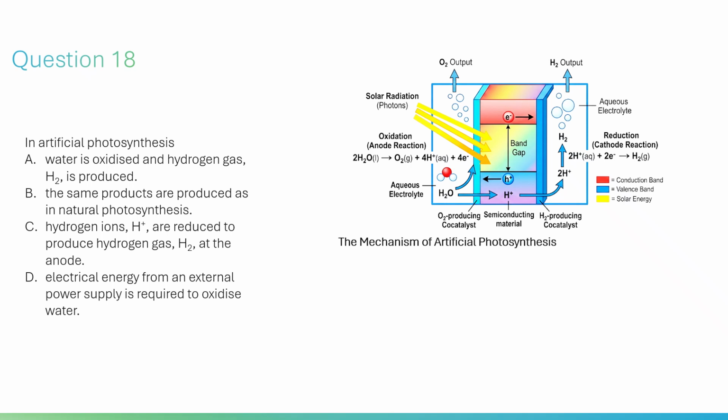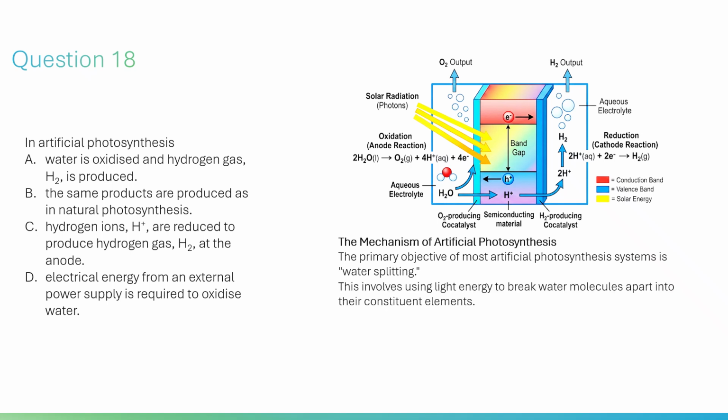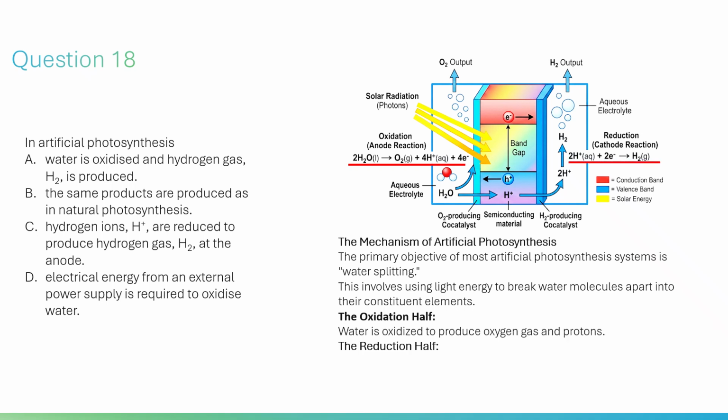The primary objective of most artificial photosynthesis systems is water splitting. This involves using light energy to break water molecules apart into their constituent elements. The oxidation half: water is oxidized to produce oxygen gas and protons. The reduction half: the protons produced are then reduced to form hydrogen gas, which serves as a high-energy density fuel.